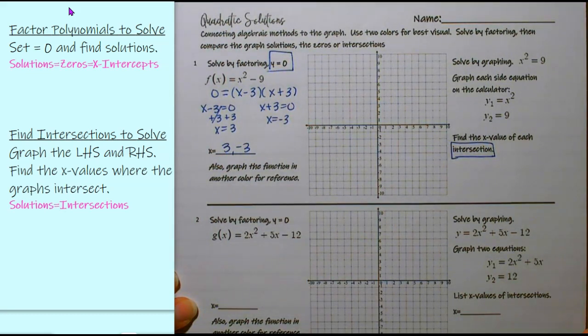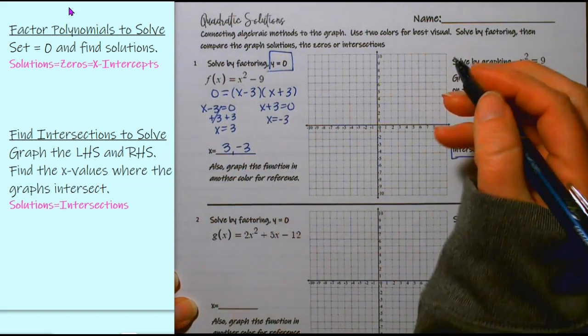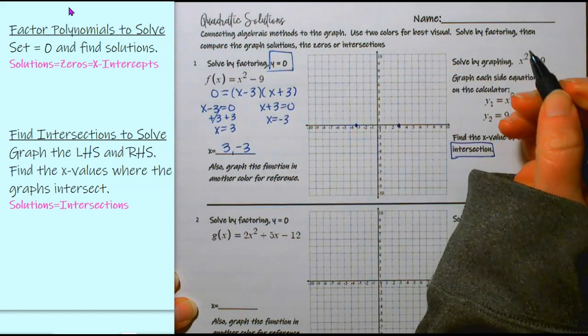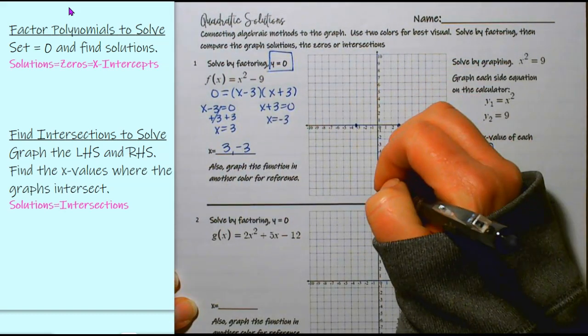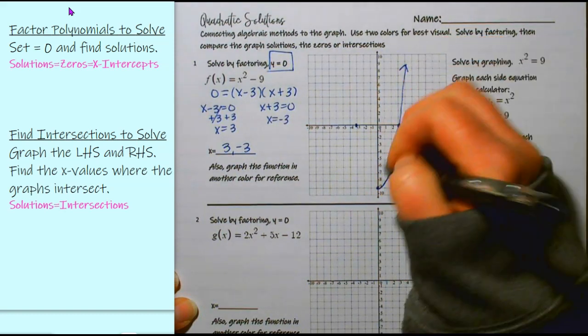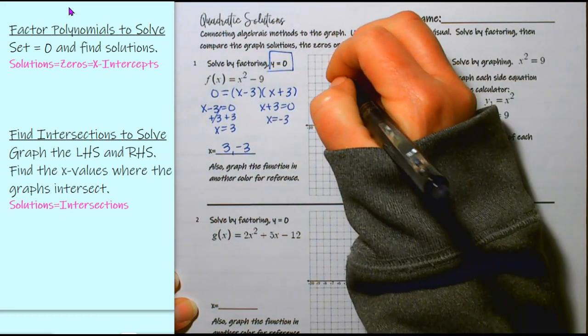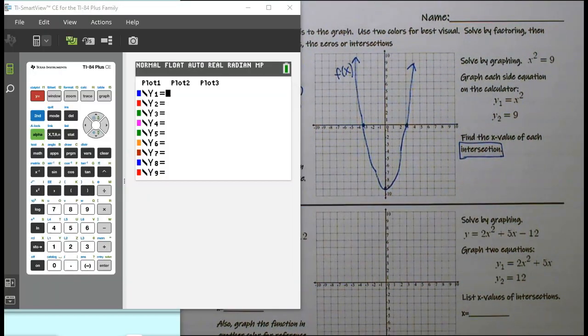I also want to graph this one because I know the zeros are 3 and negative 3. They're going to be here at 3 and at negative 3. And this one is shifted down 9. So it goes right here. And so this is a sketch of f of x. So we've solved the left-hand side.